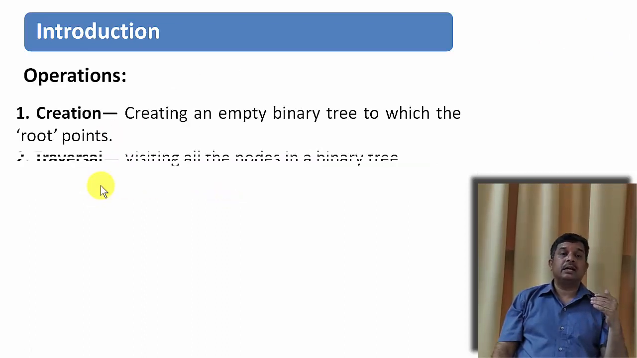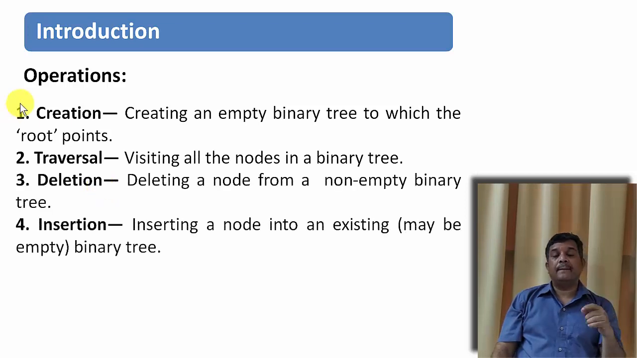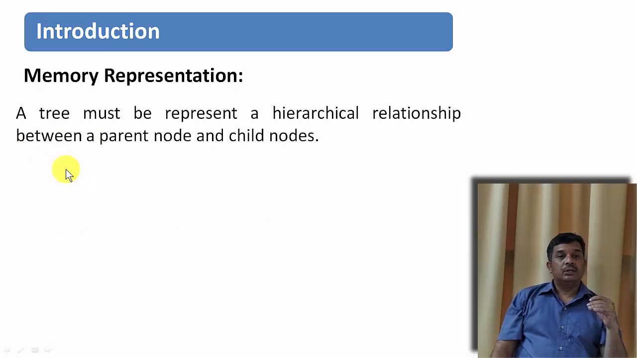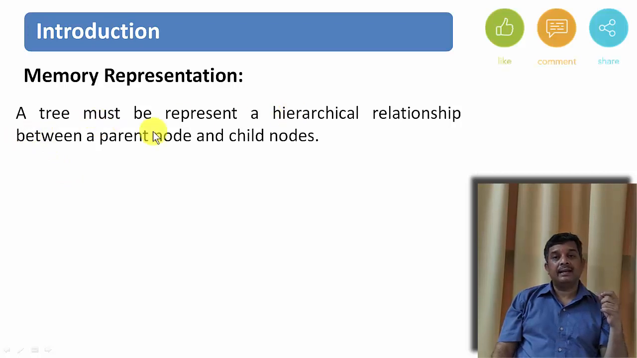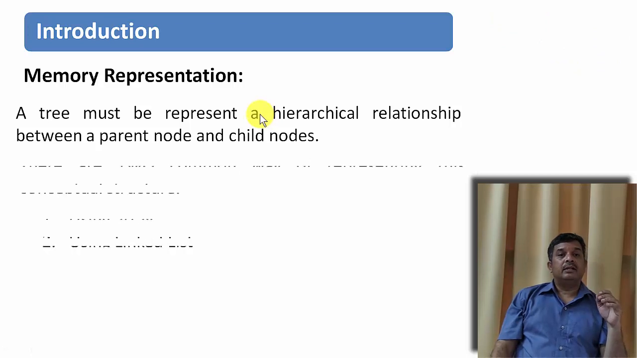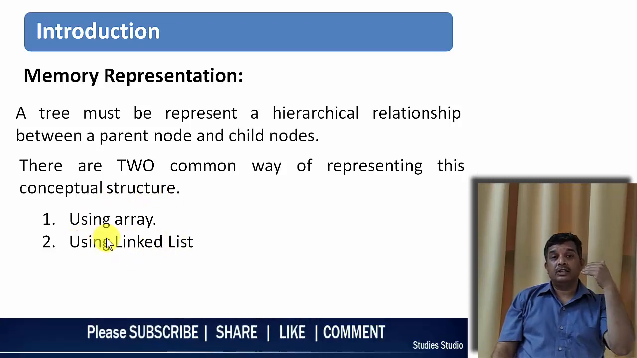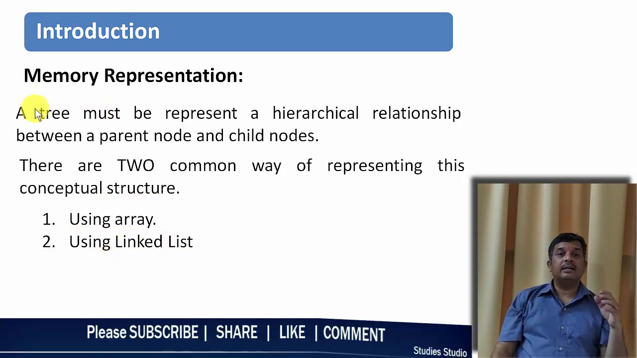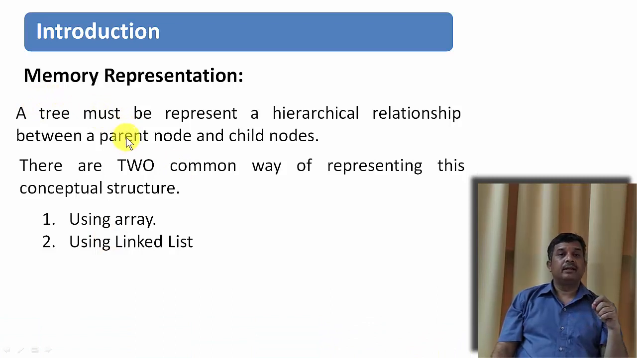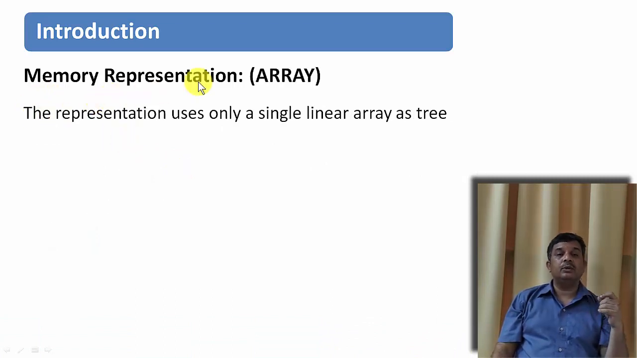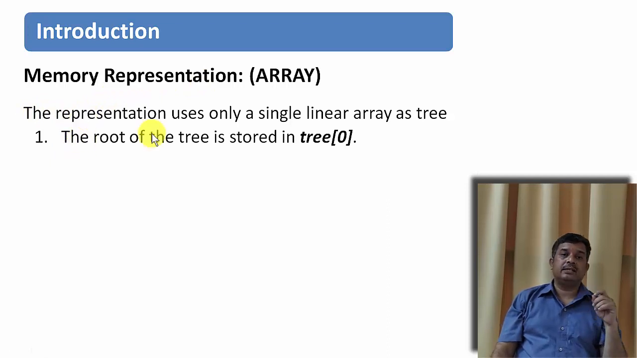So the basic operations that we generally do in a binary tree are: we create a tree, we traverse a tree, we insert an element into the tree, and we delete. There are 2 ways this hierarchical relationship between nodes can be represented with the help of a tree. We can use an array or we can use a linked list. These linear data structures represent this non-linear or hierarchical relationship between the nodes. Let us see how I can represent it using an array. These are a few things that we need to remember.